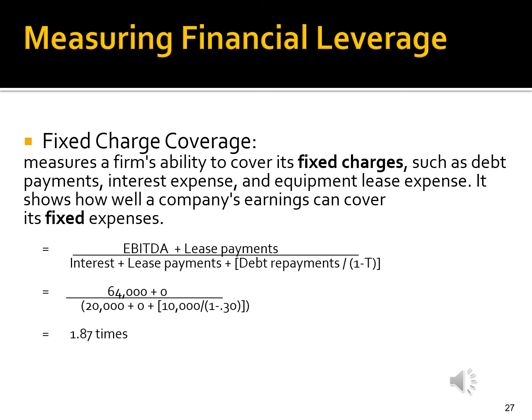Okay, next is fixed charge coverage. It measures a firm's ability to cover its fixed charges, such as debt payments, interest expense, and equipment lease expense. It shows how well a company's earnings can cover its fixed expenses. So, it is based on earnings before tax plus lease payments divided by interest plus lease payments plus debt repayments. Okay, 1 minus T.